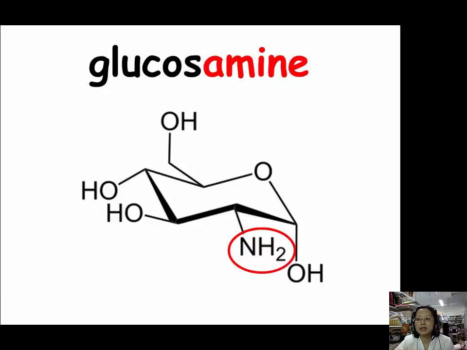Glucosamine is marketed as a dietary supplement supposedly to reduce the symptoms of arthritis, but it is kind of controversial whether glucosamine is effective or not. Some papers said it is not effective, but some said it is. So we really don't know for sure.